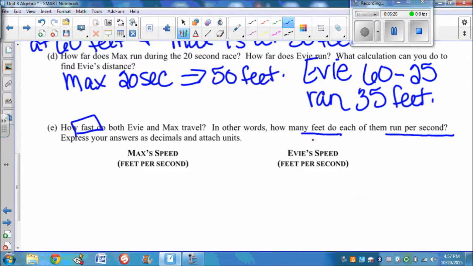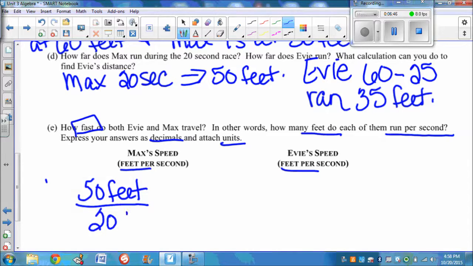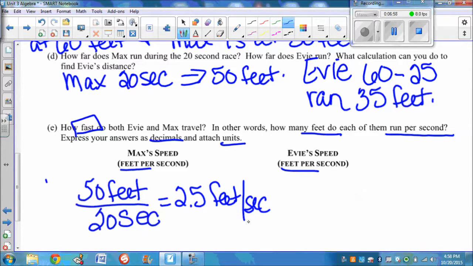Okay, so we're talking feet per second for each one of those. And then it says express your answers as decimals and make sure that you attach units. So we know for Max, he ran a total of 50 feet in how many seconds? 20 seconds. So there's our units, our feet per second. So now let's just do that division, and we end up with 2.5 feet per second. Okay, so every second he was covering 2.5 feet.